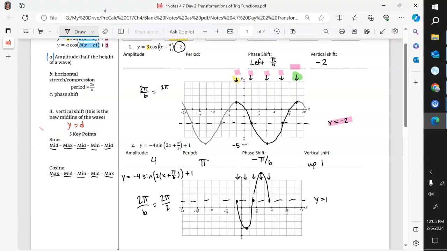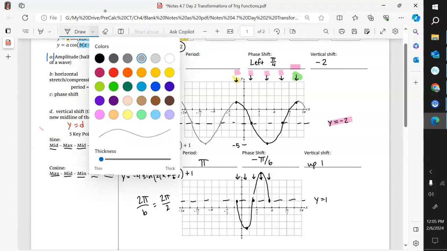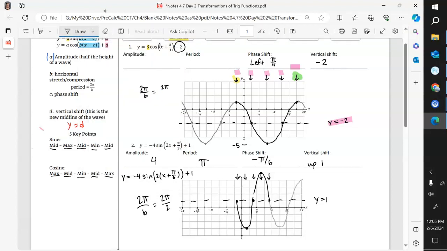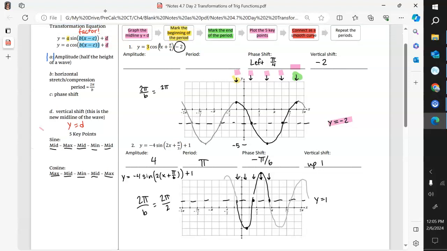And then I would repeat those periods over and over again to get my function. Okay. That is the down and dirty of graphing a sine and cosine function. These are called the sinusoidal curves.